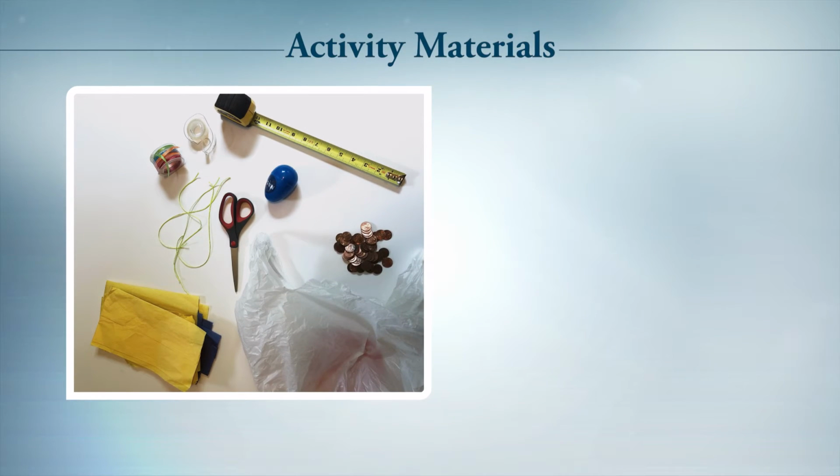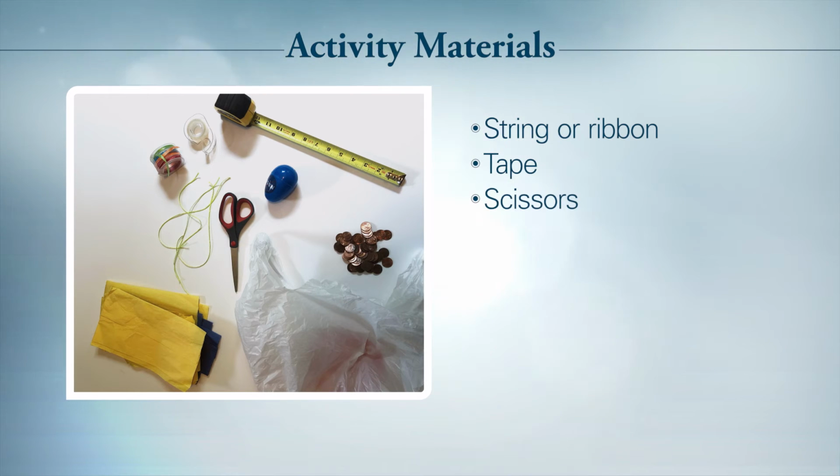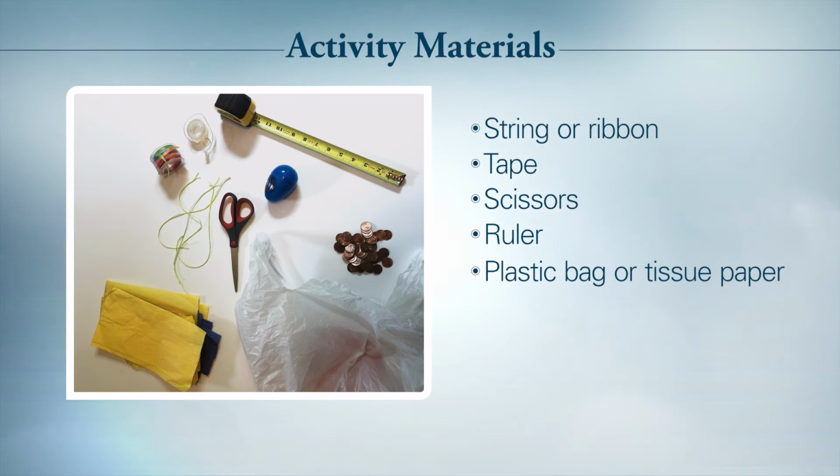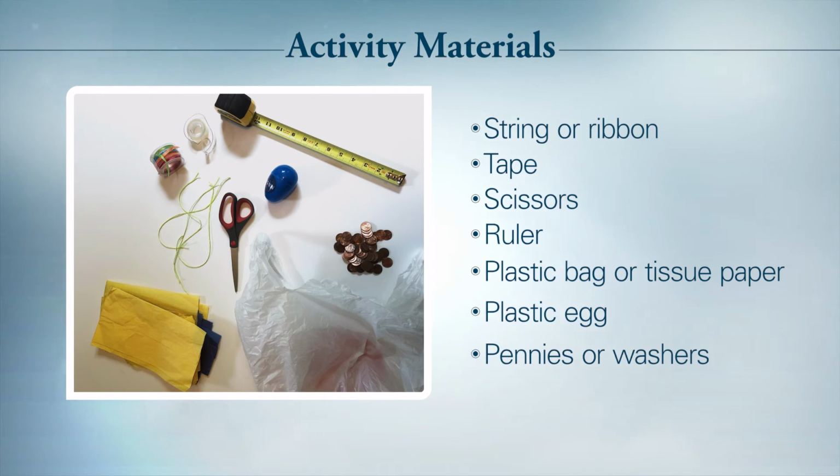The materials you will need for this activity are string or ribbon for the suspension lines, tape, scissors, something to measure with such as a ruler, a plastic bag or tissue for the canopy, a plastic egg, and something to weigh the plastic egg down such as pennies or washers.